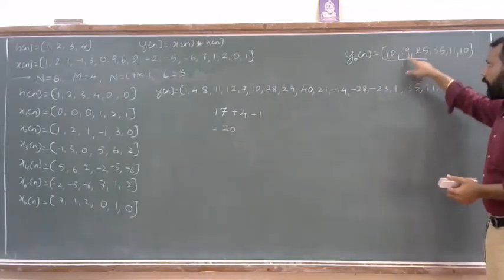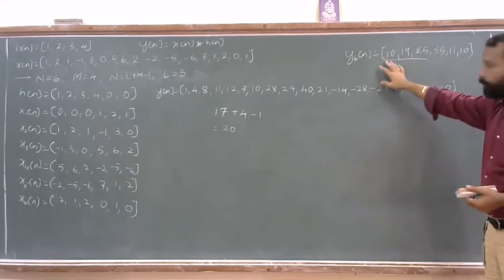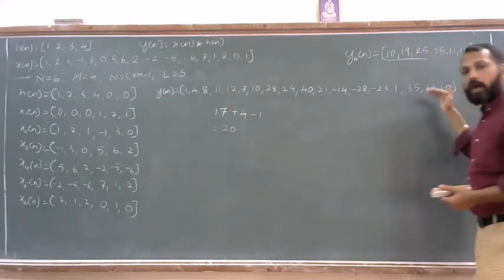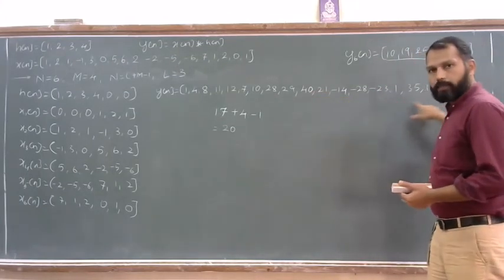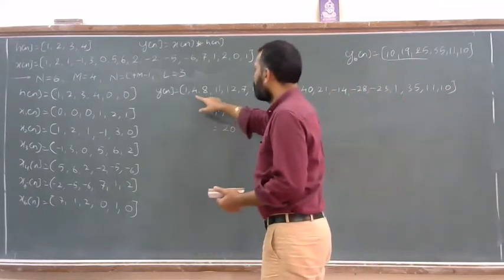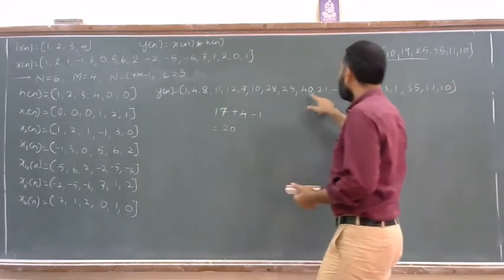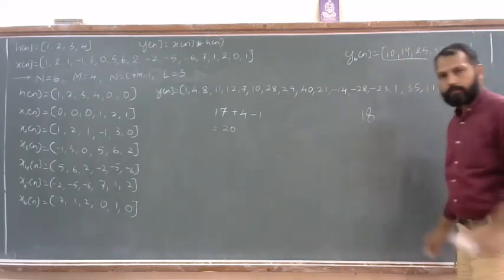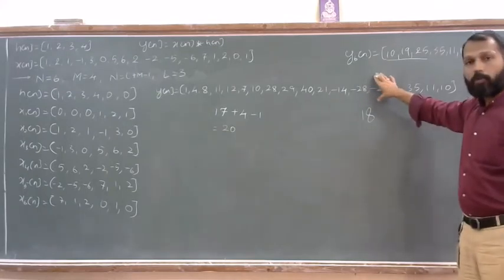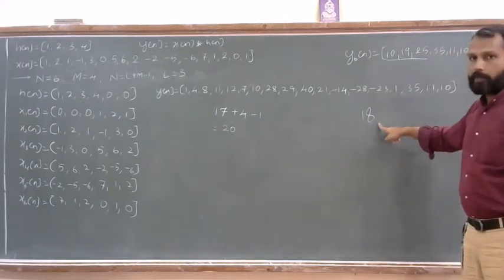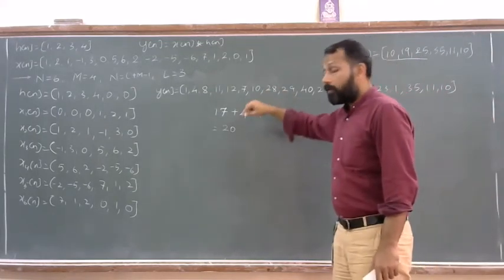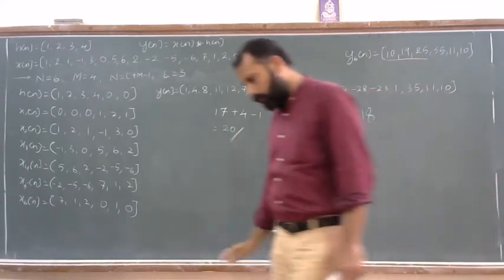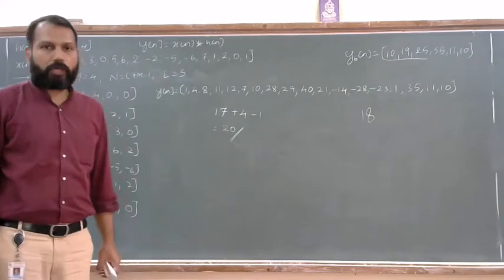After discarding m minus 1 samples in each block, taking only the last n samples from each output segment, we got this sequence. How many samples are there here? We have 18 samples. In the output, whatever we are obtaining, we have 18 samples. How many samples should actually be in the linear convolution output? We should be having 20 samples. First tell me, are you all following?